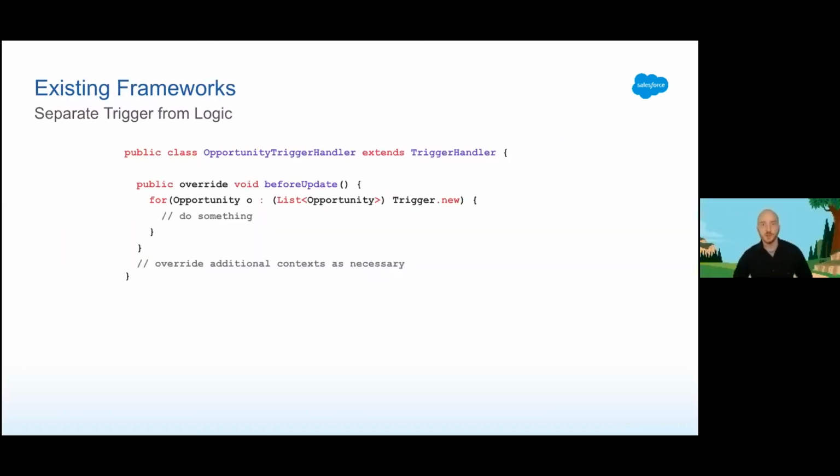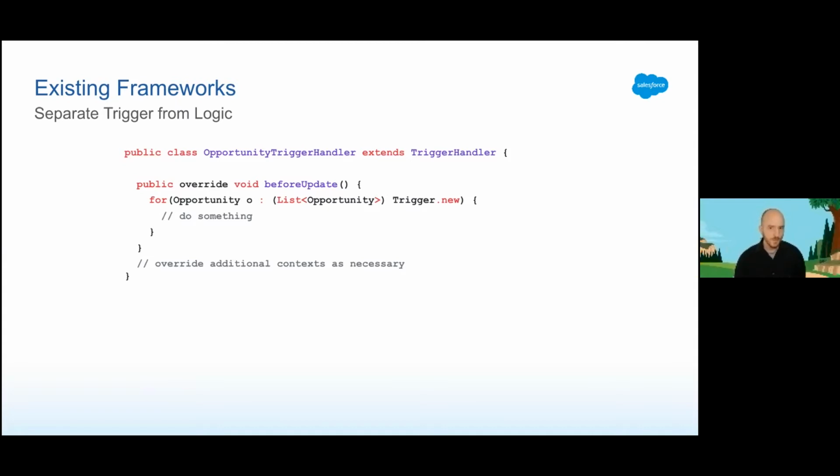So when we talk about existing frameworks, right? The existing frameworks have done a really great job of making it so that you have one trigger per object, and you can control the order of execution, and you don't write your logic in the trigger, you write it in the trigger handler itself. And most of them operate in a similar fashion to this, where they give you a method called, say, before update, or after update, or before insert, whatever context it is. And then you perform all of your logic within that particular method.